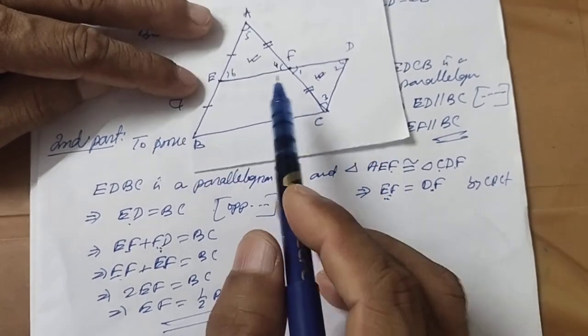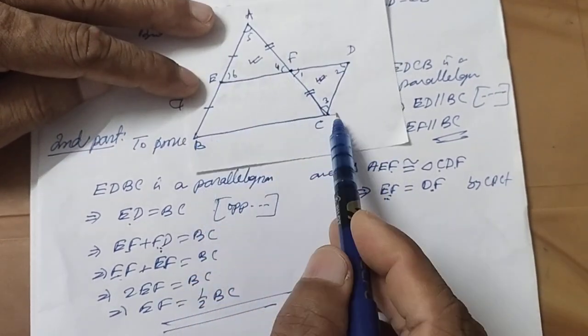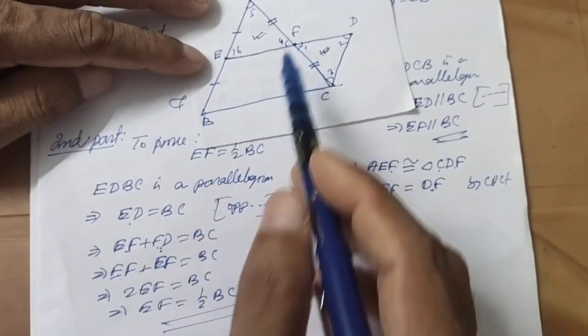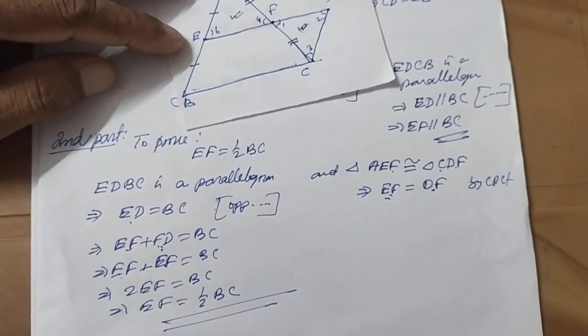So what we have proved: the first part, EF is parallel to BC, and the second part, EF is half of BC, and this is the complete proof for the theorem.